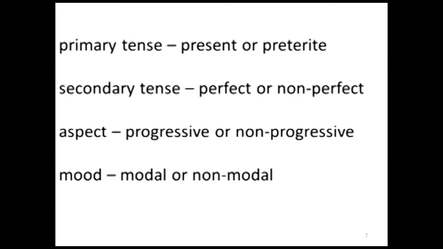Aspect, only two systems. It's the default or it's progressive. Mood, also only two systems. It's either modal or it's not. Not too complicated, right? Here's the thing to remember. Each of these systems is purely syntactic. They can be distinguished based on the form of the sentence alone without even knowing the meaning.